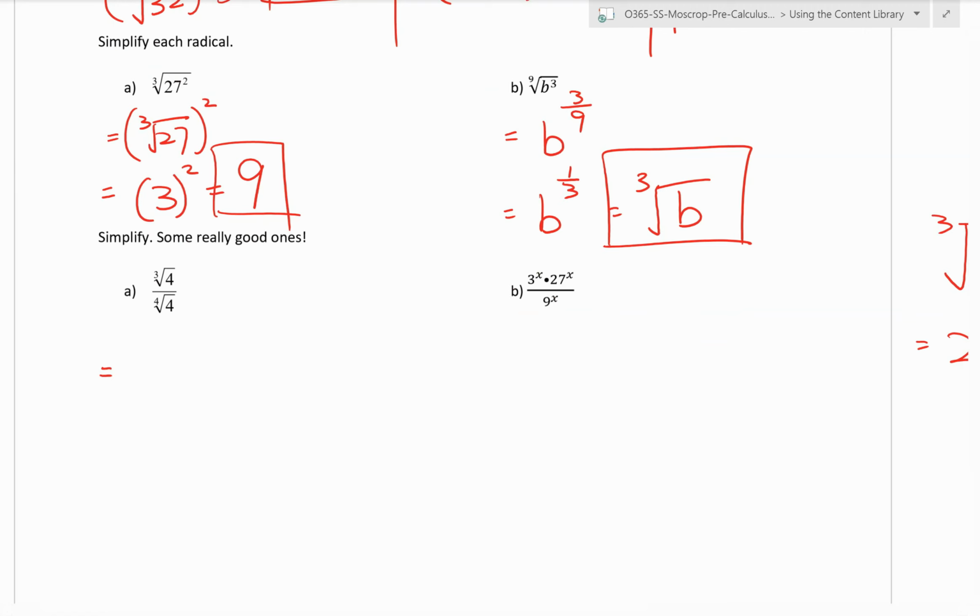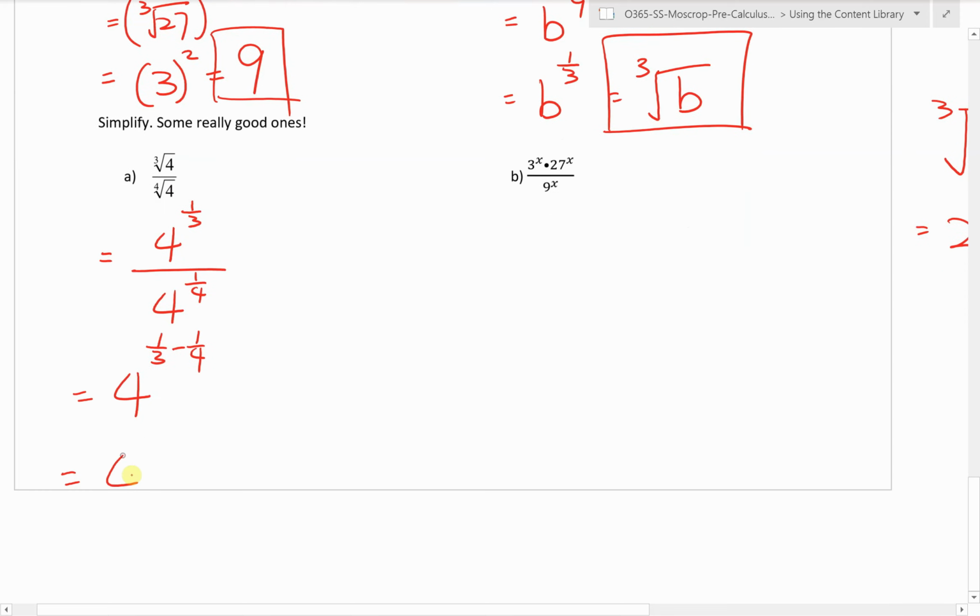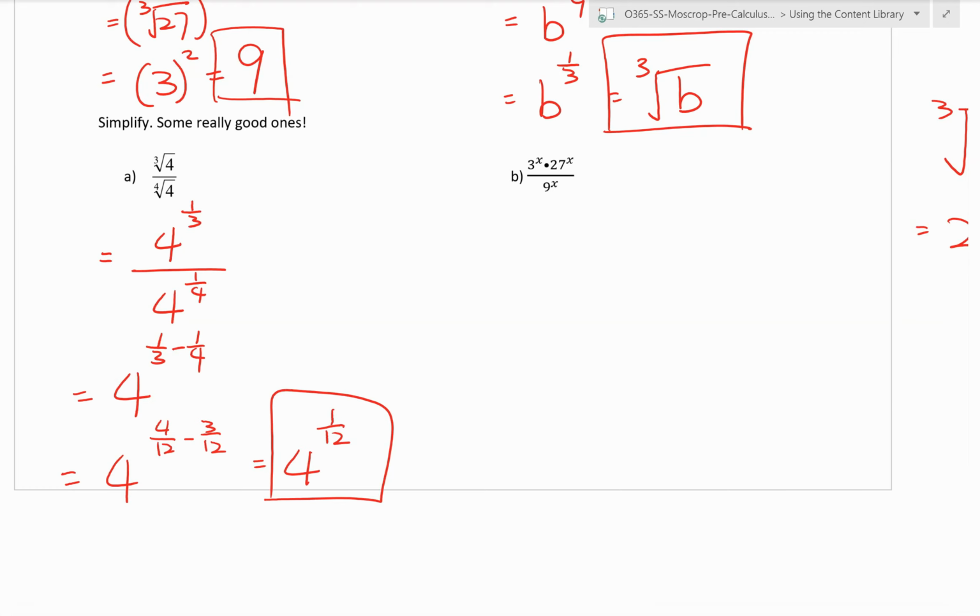Okay, Part A, we have the same base, so we can turn this into exponential form or power form. This is 4 to the power of 1/3 over 4 to the power of 1/4. Right? The exponent is just 1, so we can just write it as 1 over 3 and 1 over 4. Because we're dividing powers with the same base, we can simply subtract exponents. Okay, so again, to subtract exponents, you need to have a common denominator, which is going to be 12 in this case. So 4 out of 12 minus 3 out of 12, your answer is 4 to the power of 1 over 12. As long as your exponent is positive in your final answer, you should be fine.